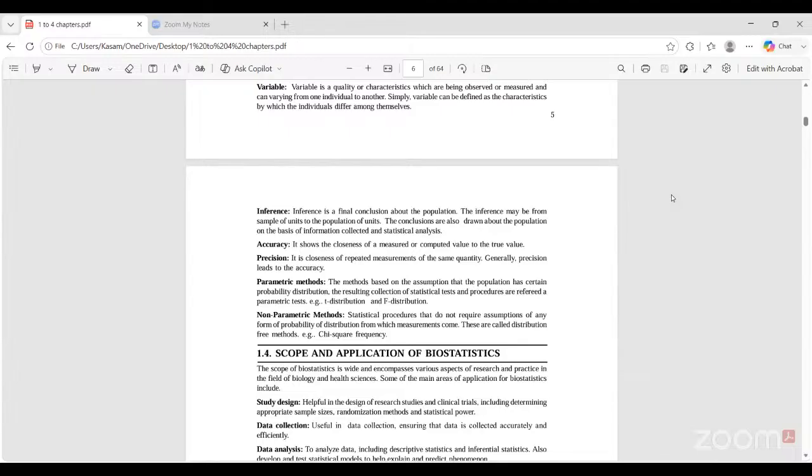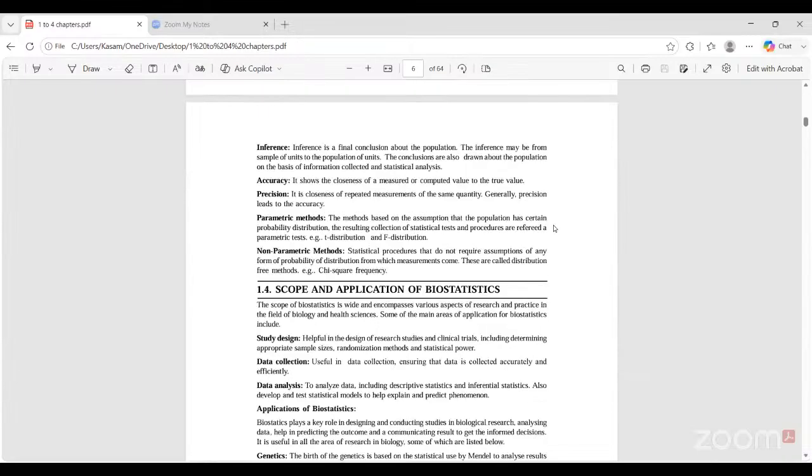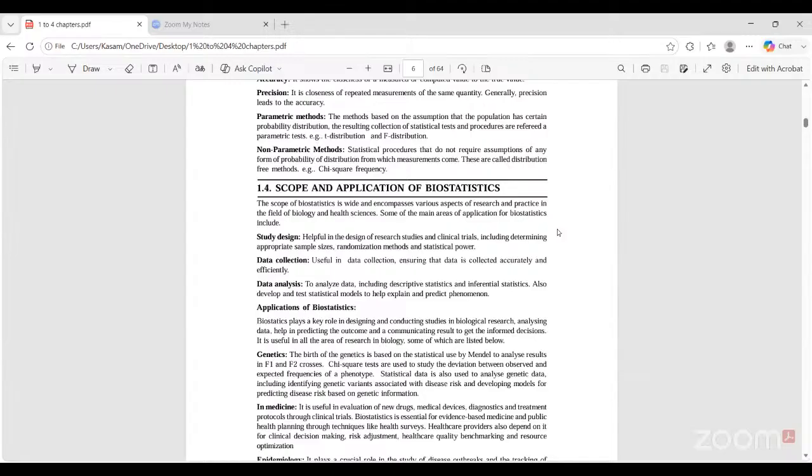Non-parametric method: statistical procedures that do not require assumptions about the form of the probability distribution from which measurements come. These are called distribution-free methods, such as chi-square and frequency. These are the basic definitions you have to study. They will ask in the examinations: write the scope and application of biostatistics.